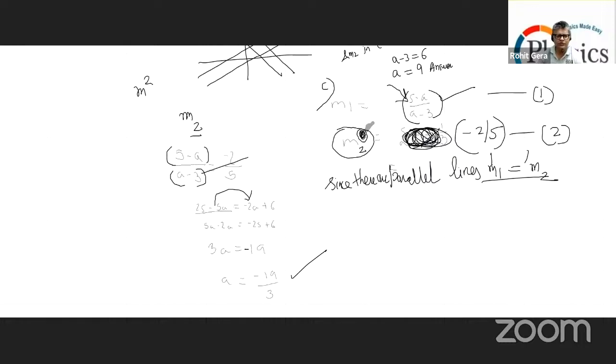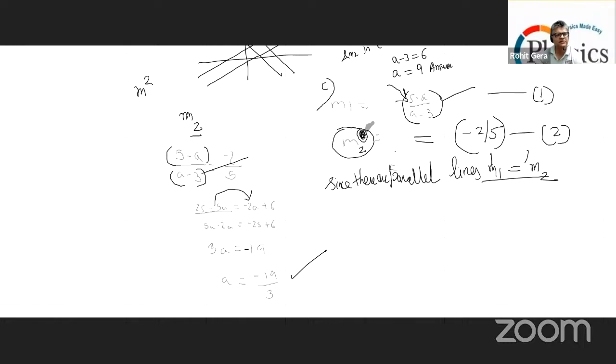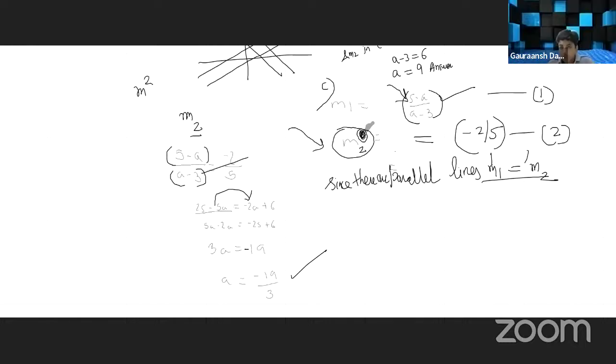What you were doing is you were writing M2. Look at your M2. You were straight away multiplying it with 1 by 3, the slope. M2, please write equal to minus 2 by 5. You were taking the product of two gradients for M2. M2 is not a product. M2 is a gradient. Got it.